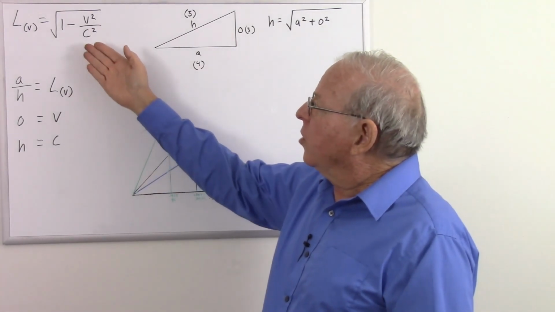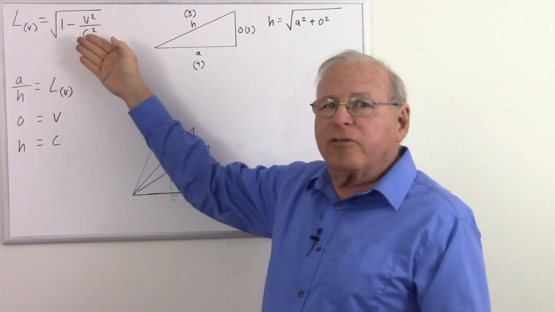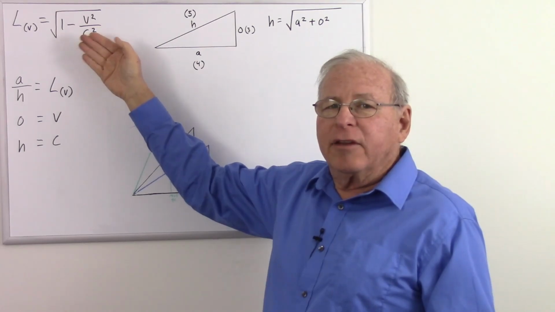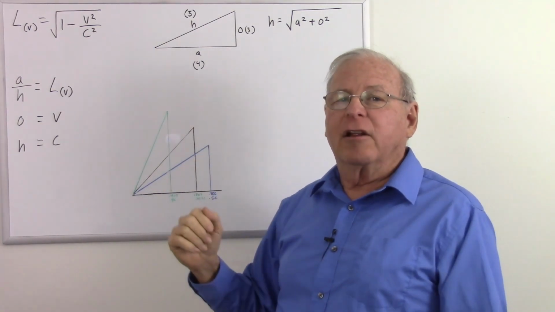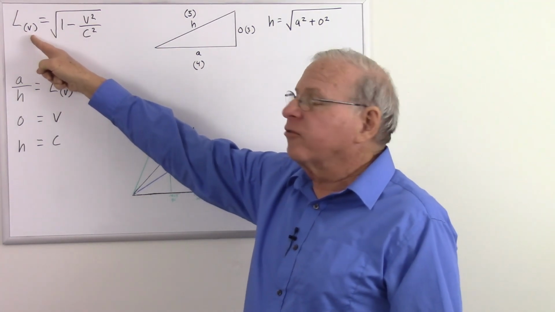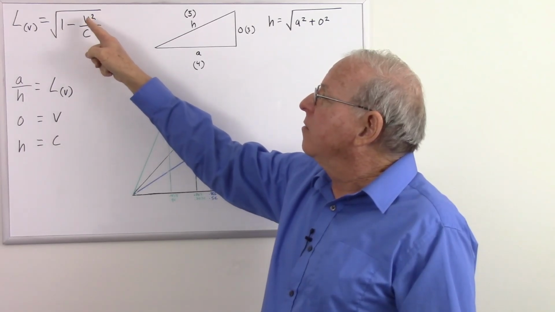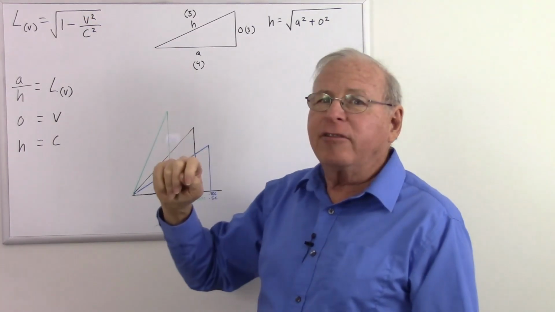And here is the Lorentz transformation as used to calculate length contraction. So when you see an object moving, it is shortened in the direction that it is moving, and this formula calculates how much it is shortened. So the length at a certain velocity is equal to the square root of 1 minus the velocity squared over the speed of light squared.